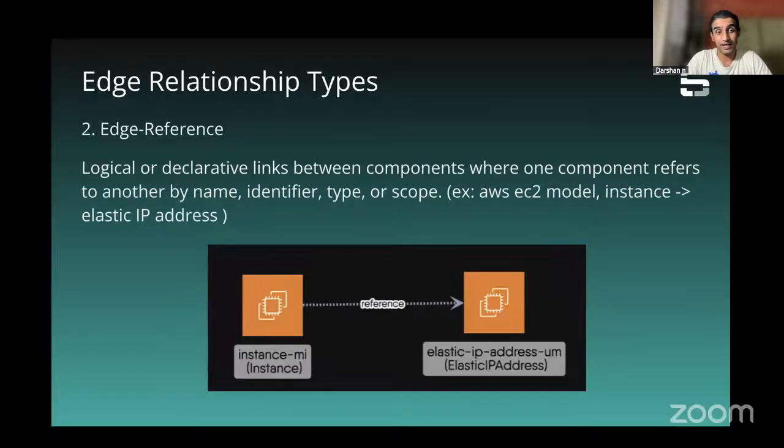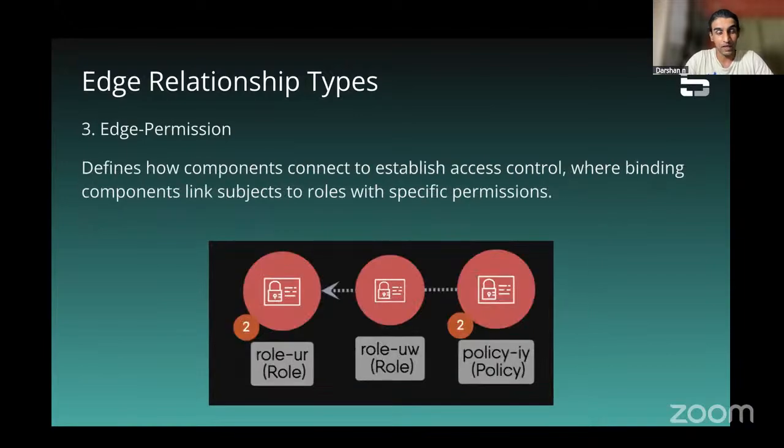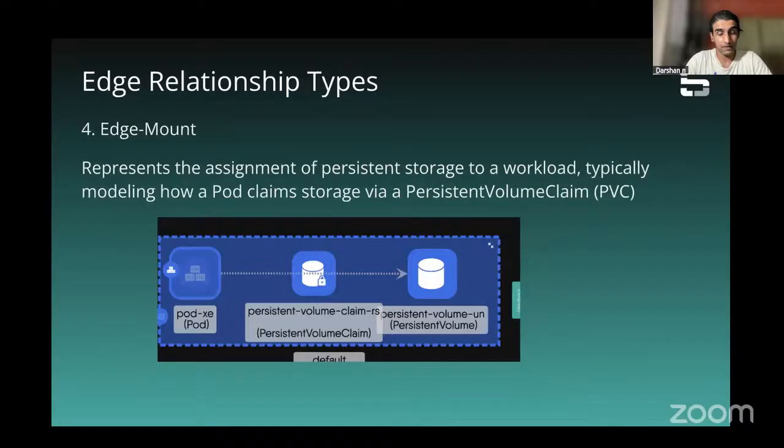Similarly, we have edge reference. This models a logical association or dependency between two components. For example, an EC2 instance referring to an elastic IP address, which is claimed by its name or ID. Up next, we have edge permission. Here it's more of an access control between two components. Here we have the AWS IAM model, where the policy gives permission for a role to execute certain operations and permissions.